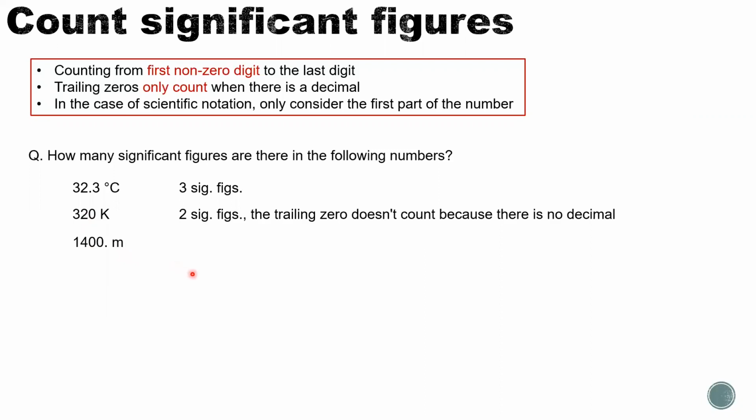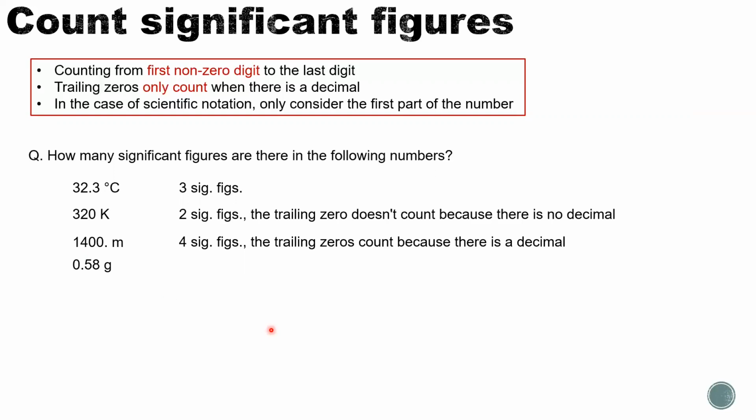1400 meter. Starting from the first non-zero digit, 1, 2, 3, 4. In total, we have 4 digits. Because there is a decimal, we count the last 2 digits as significant figures. So in total, this number has 4 sig figs.